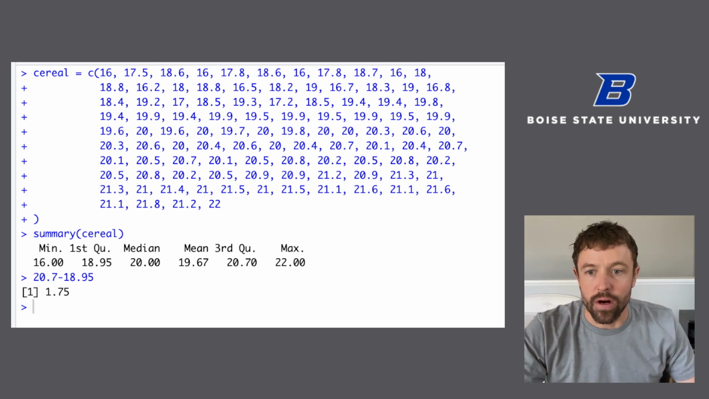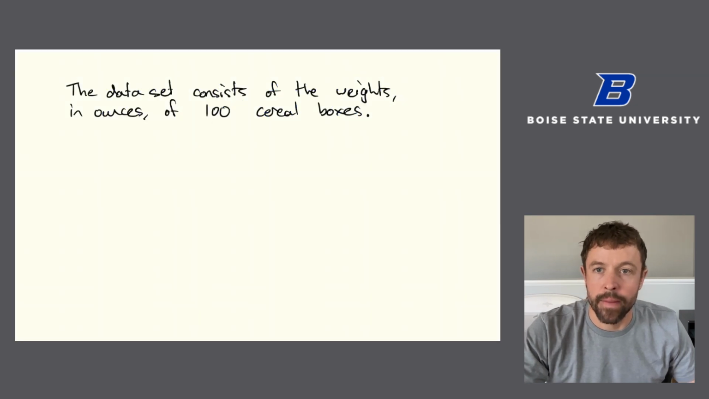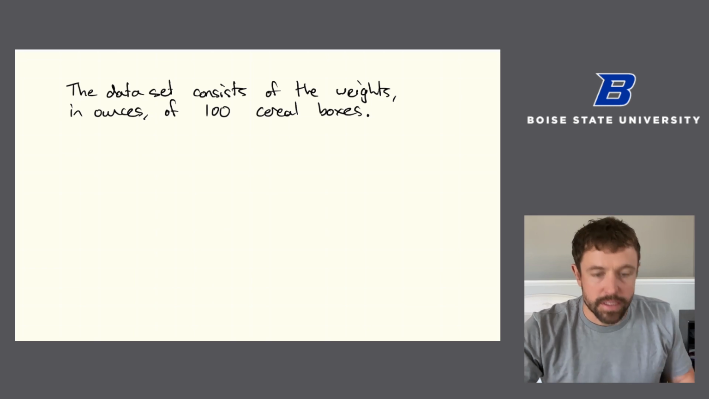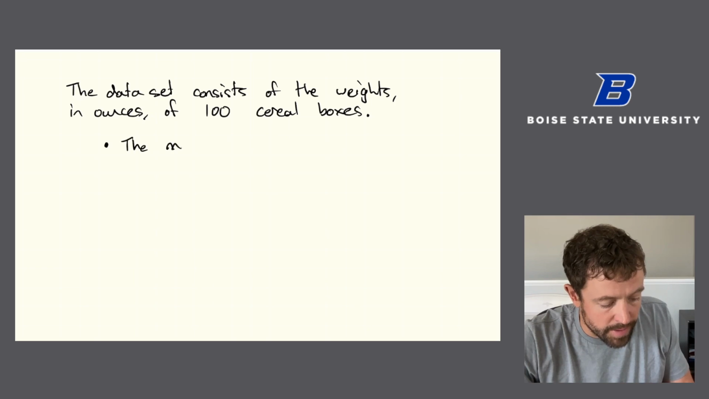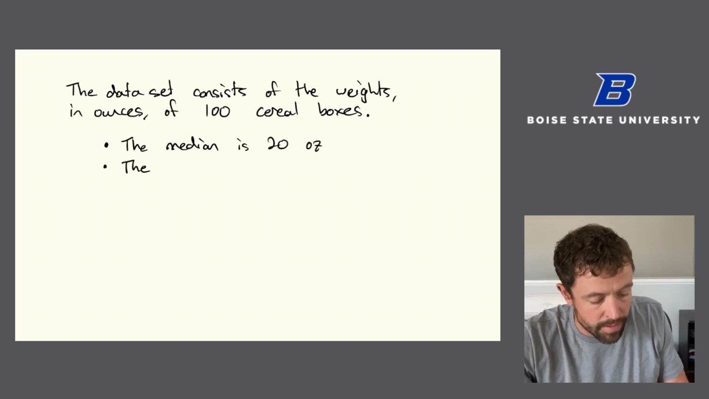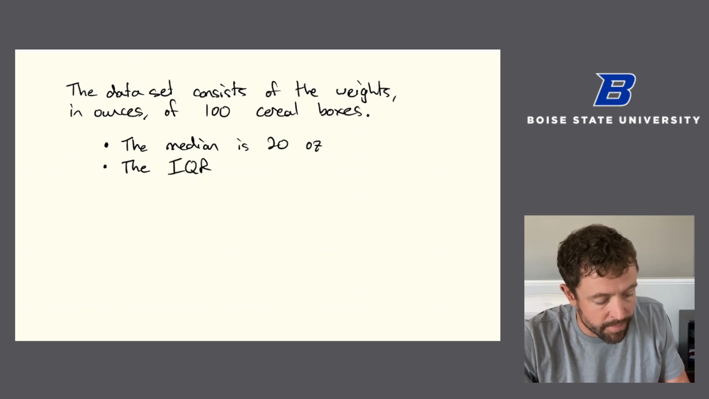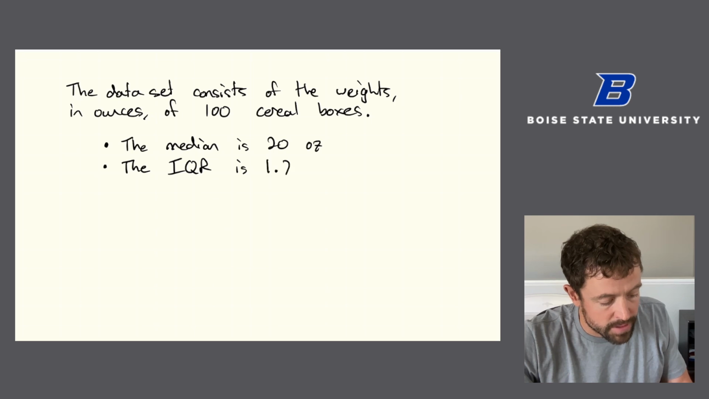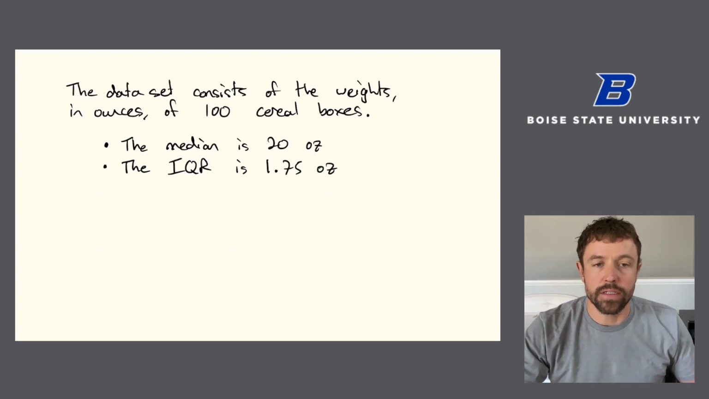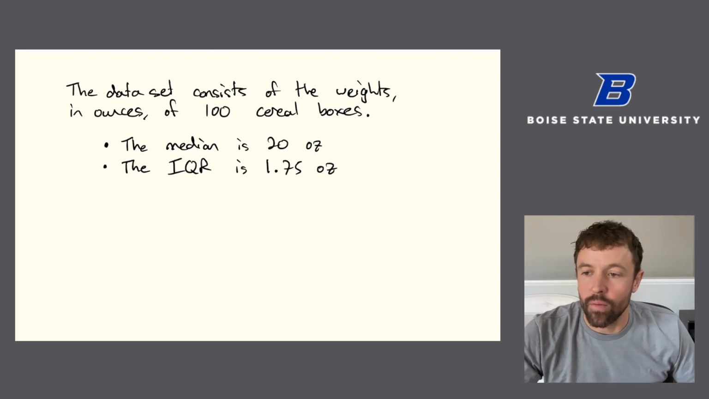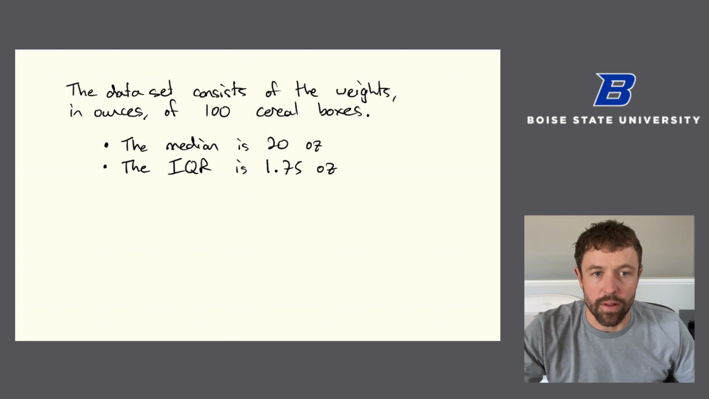Let's flip back to our description of the data set. So the rest of this is going to come as a bulleted list. So we saw that the median was 20 ounces. And we saw that the IQR is 1.75 ounces. So those are the summary statistics that I'm going to provide. And now I want to look at two other things. I want to know whether this distribution is skewed and whether it has outliers.